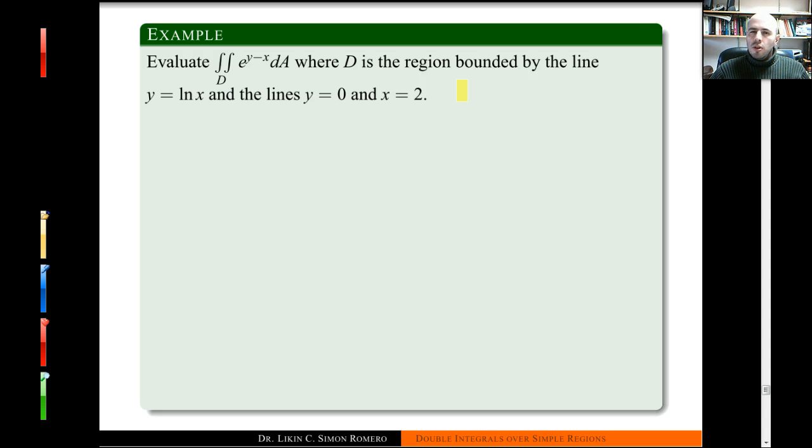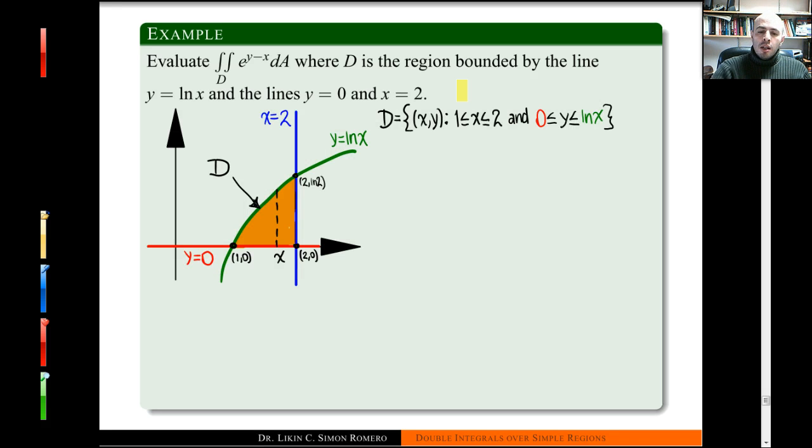One of the things that you don't need to do, but it's always convenient to do, is to draw your region. So I'm going to do that. Notice that the line y equal to ln of x looks like this. That's the graph of this function. The y equal to 0 is just the x-axis, and the x equal to 2 is just a vertical line passing through the point (2, 0).